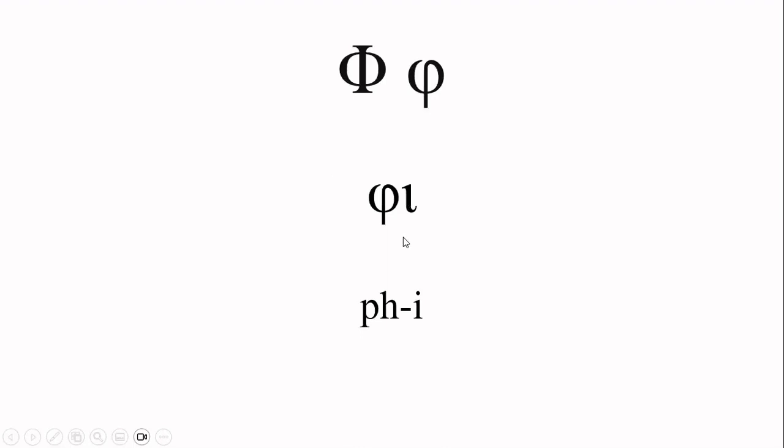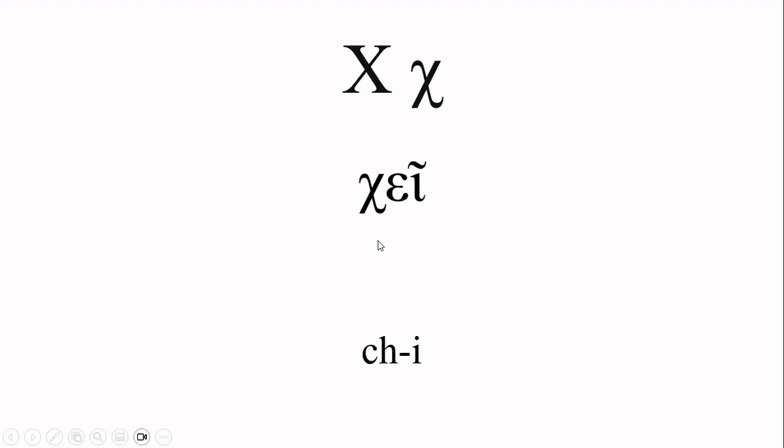Phi. Phi, iota, phi. Chi, chi. It's going to be a little difficult to pronounce because it is a guttural sound. Try and kind of use the back of your throat. Chi, chi.